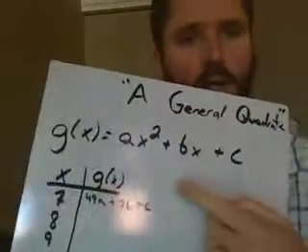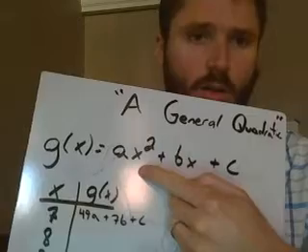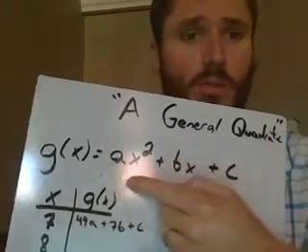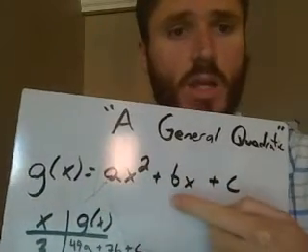Now we can do the same thing with 8, okay? If we plug in 8 here and here, we would get what? 64a plus 8b plus c. Now I'm not going to do the rest of this for you because I think you guys could take it from here.